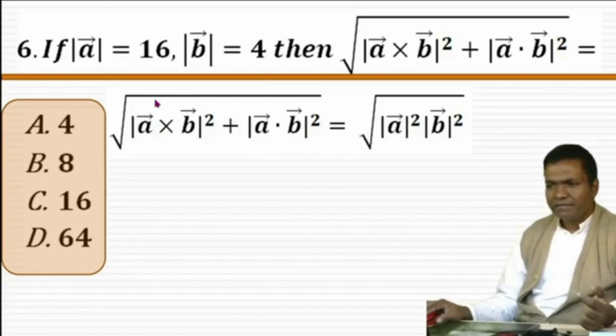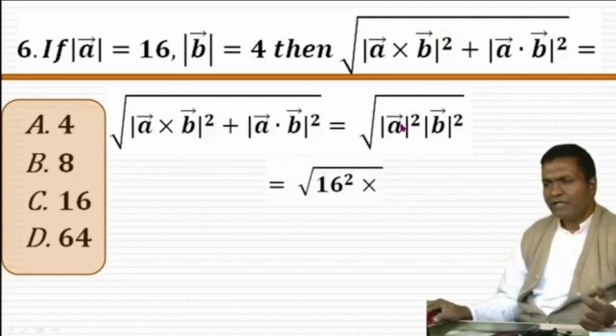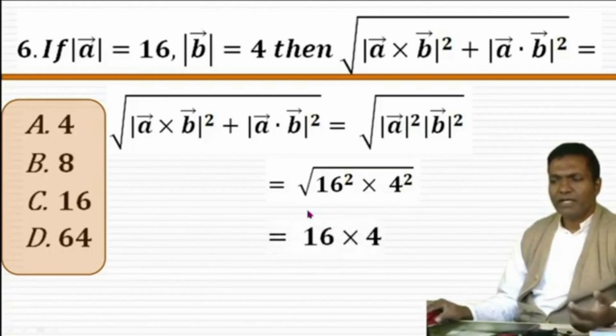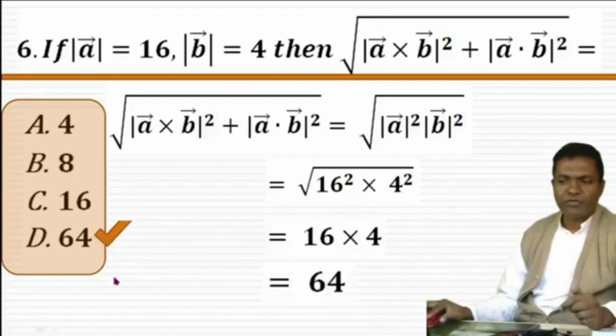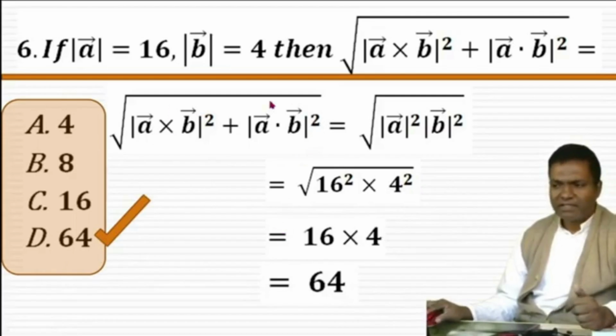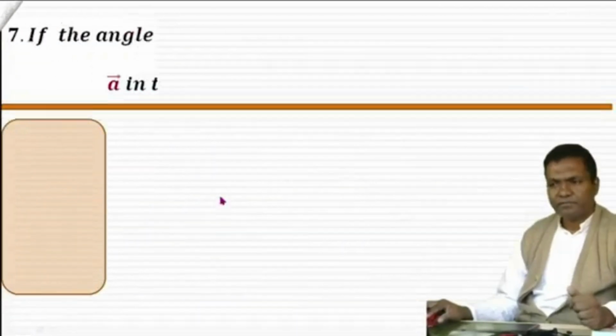Now you are given magnitude of A 16, magnitude of B is 4. So substitute here. So what will we get? 16 square into 4 square. You can calculate: 16 square under root is 16, 4 square under root is 4. Calculate this. Answer is 64. So D is the correct one. So better you remember this. Yes. Let's move on to next.